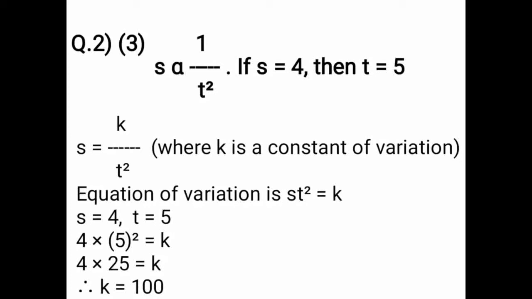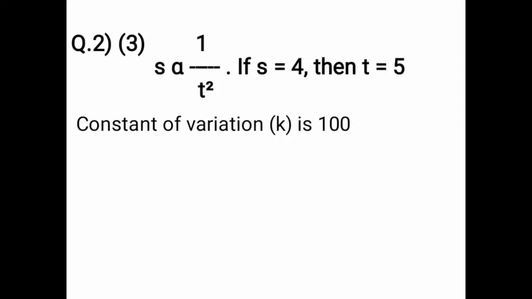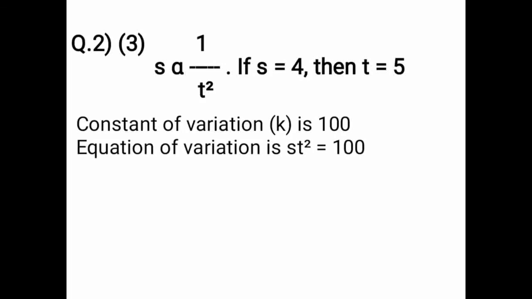When you get any constant of variation K value, you have to write the equation of variation form. You have to substitute the value of the constant of variation K, 100, when you are writing the equation of variation form. This you have to write as it is. Finally, you have to substitute the value of K which you got here. Constant of variation K is 100. Equation of variation is ST square is equal to 100.